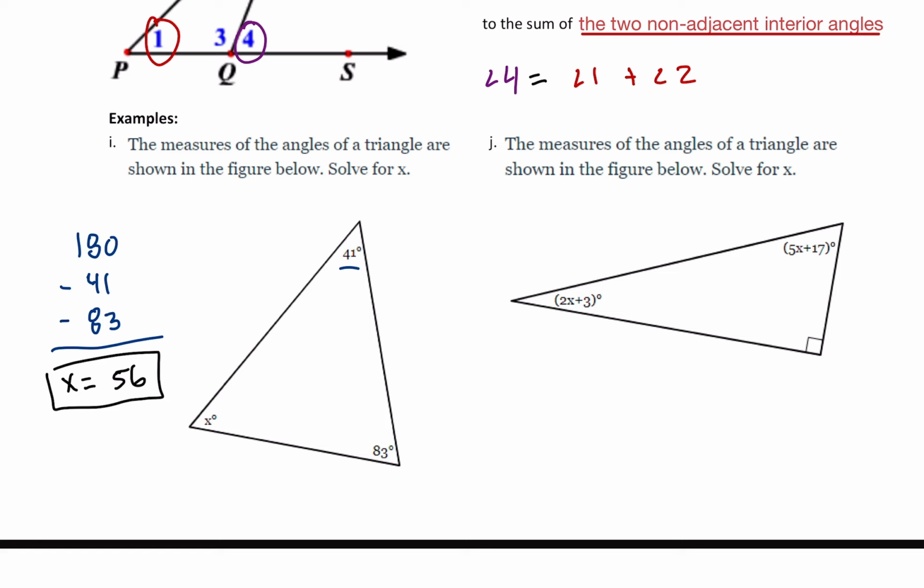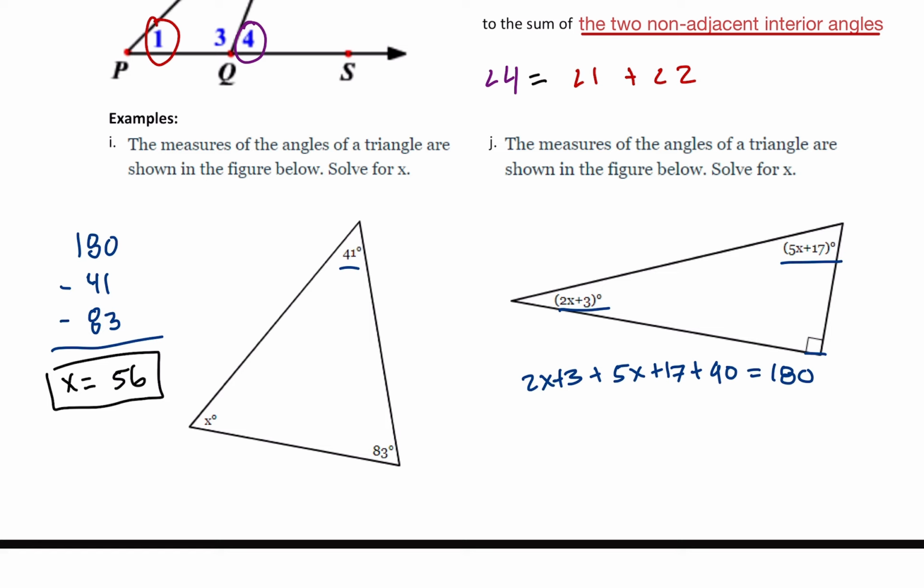Okay, now in this next one, it's a little harder to solve, not much, but we can't just simply subtract them, because we've got different equations going on here. But I know that all the angles still add up to 180 degrees. So I can still say 2x plus 3 plus 5x plus 17 plus my 90 degrees. It's still going to give me 180, right?